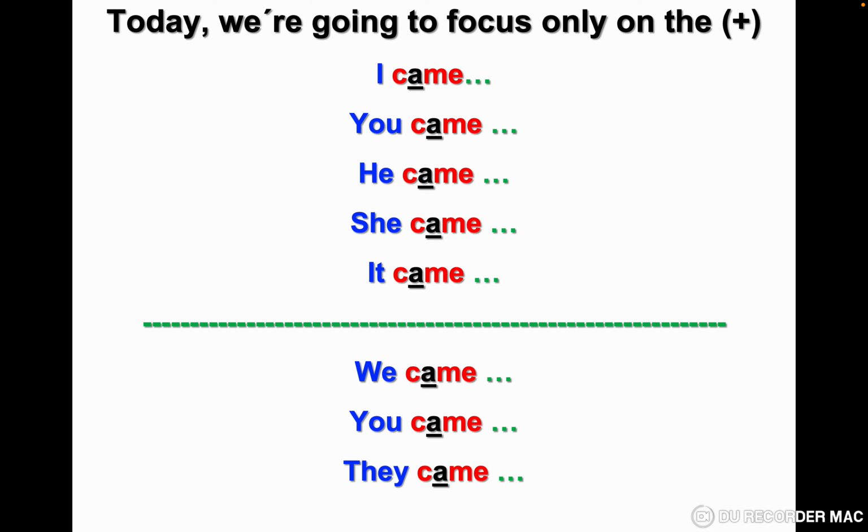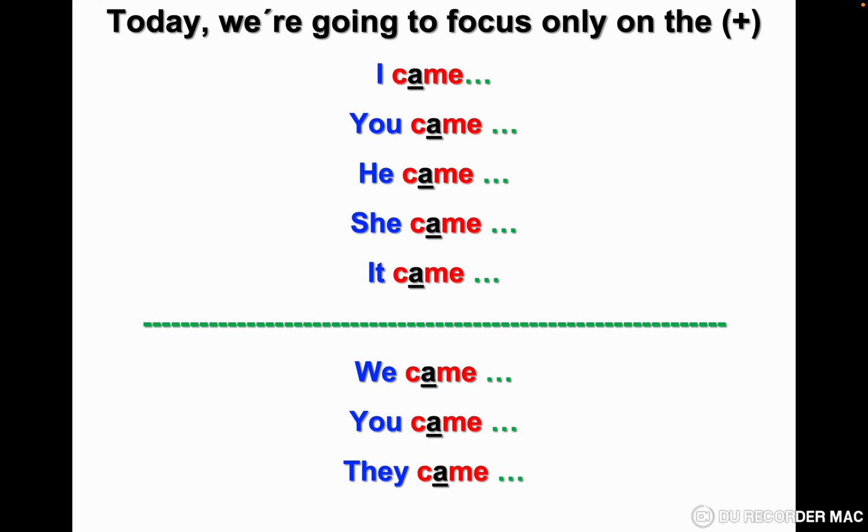Came. Came is not a regular verb because it doesn't take ed, but it changes the vowel, the O to A. So here, I came. And we also use this came just in the positive form. So you cannot say I didn't came. It's not correct. You say I didn't come. And in the question, did you come? If you say did you came, it's not correct. So came, we use it just in the positive form.